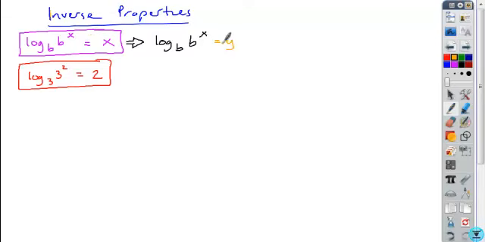Because we're verifying that this purple relationship is correct. If I assign this equal to some unknown, y, and then rewrite in exponential form, I get b to the y is equal to what's inside the log, b to the x. So what does y actually equal? x. And so it verifies that what we had in purple is correct. So you can do it the long way, or you can do it this shortcut way.